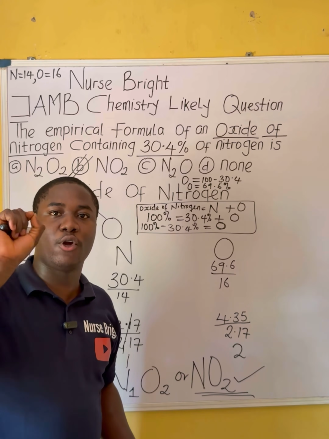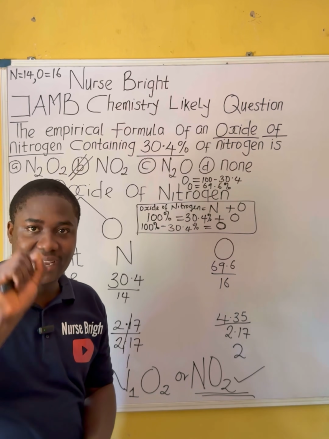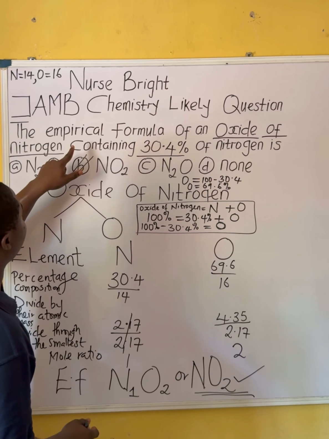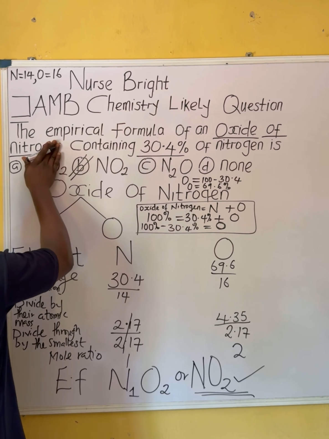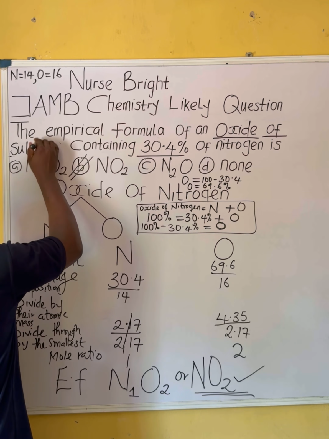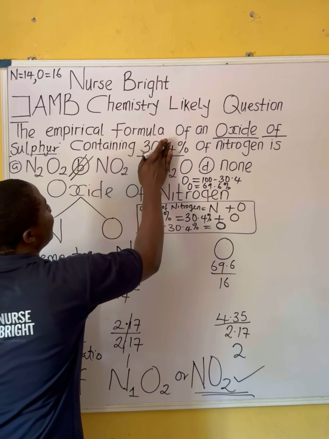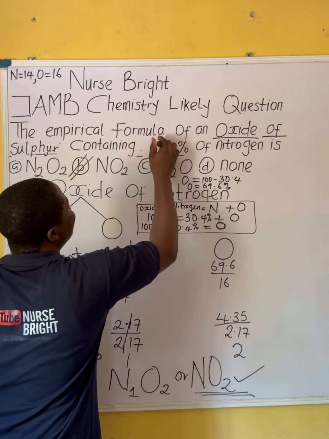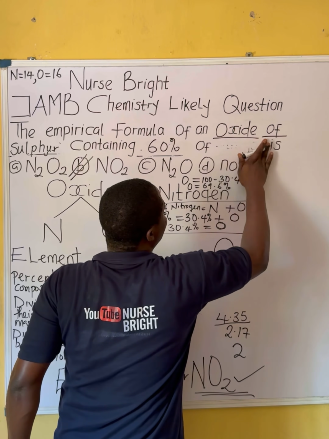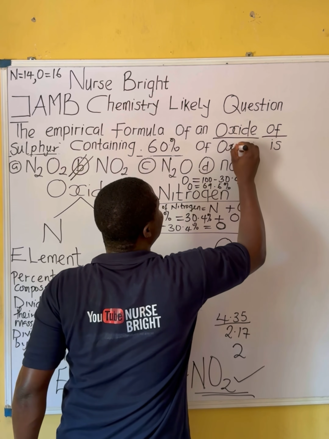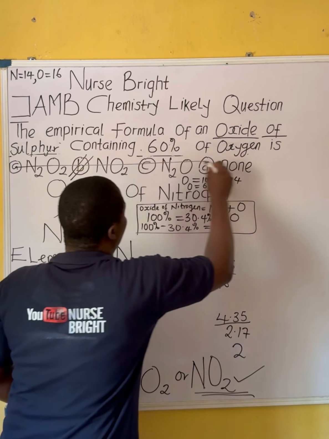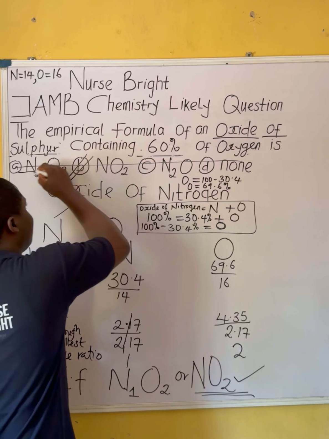So guys, get ready for your own practice question. Here is your own question. Now it says the empirical formula of an oxide of, so instead of nitrogen, in this case for your question, is going to be oxide of sulfur containing, so I'm going to change the value, containing 60% of oxygen. In class, it is very easy. 60% of oxygen, all right, so all these options will not count. So you calculate, do your own solving, all right.